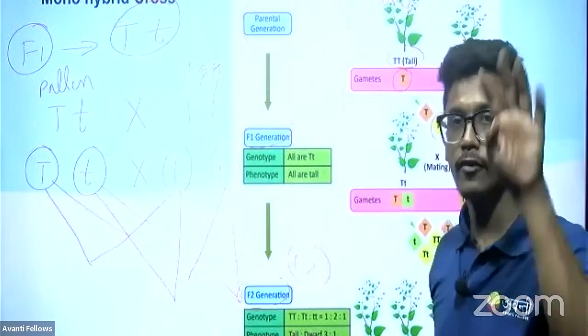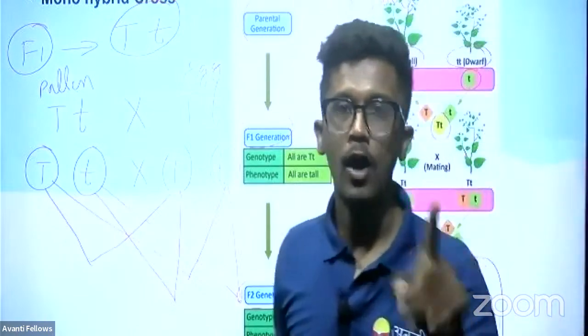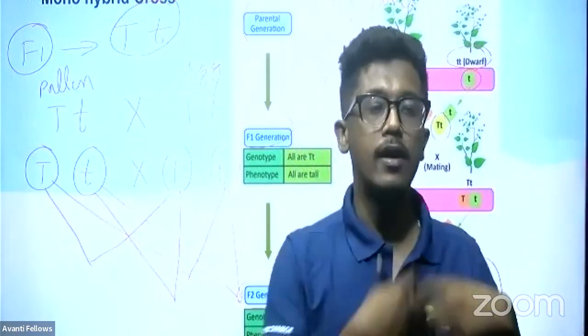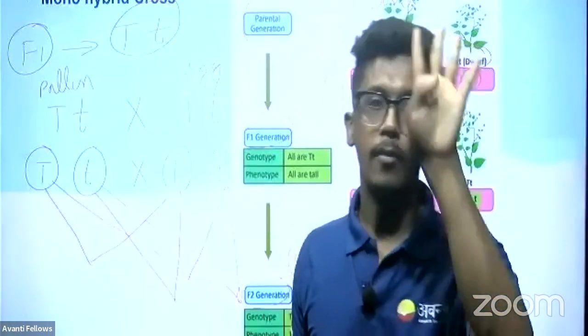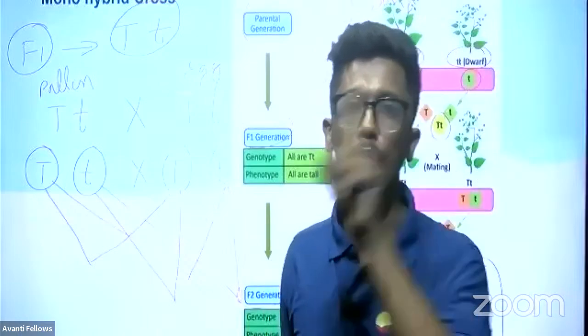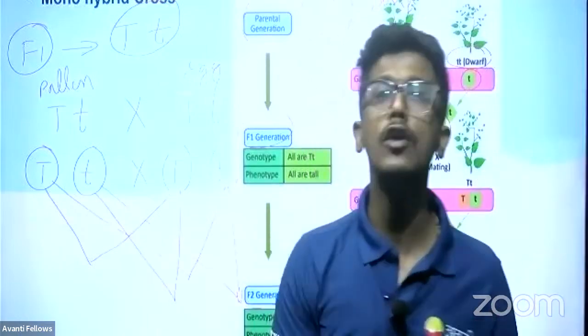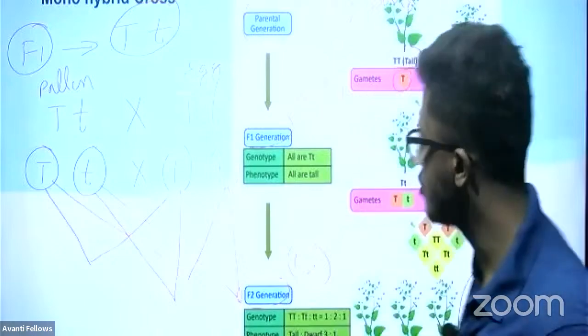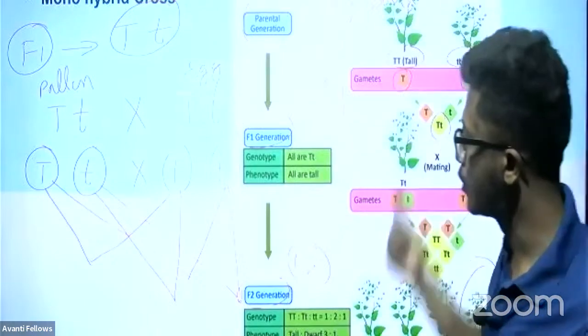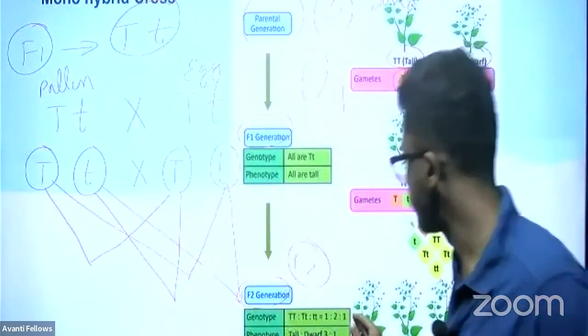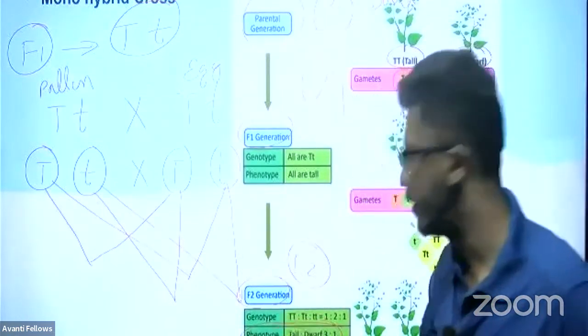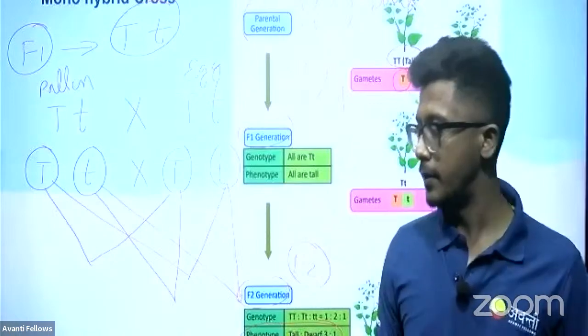That means out of the 4 plants, 3 plants are tall and 1 plant is dwarf. So there is a ratio for it. What is the ratio? Out of a population of 4, 3 are tall and 1 is dwarf, which we call the phenotypic ratio. The phenotypic ratio of the monohybrid cross in the F2 generation is how much? It is 3:1. Correct, right? This is the phenotypic ratio. 3:1 is the phenotypic ratio.